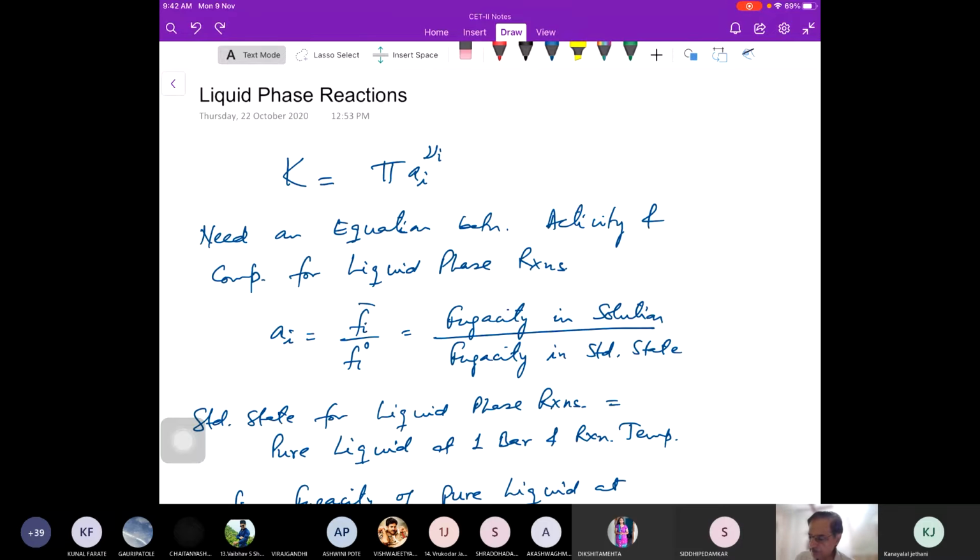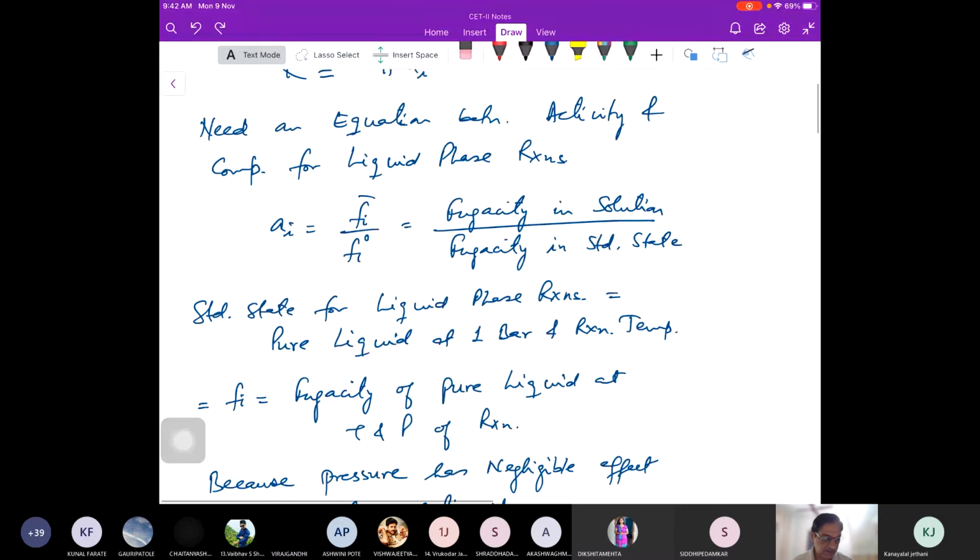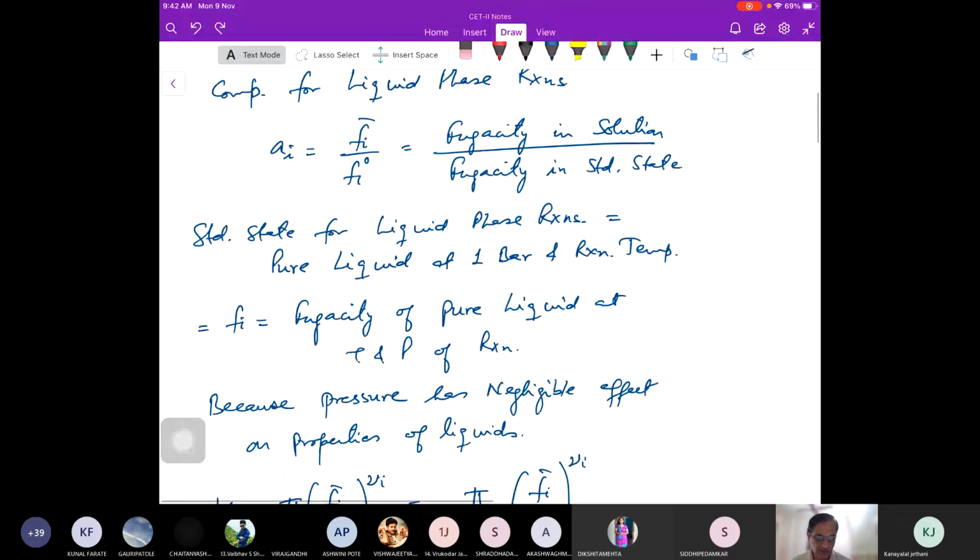अभी y लिया था हमने. We had used all the equations for y. Now we need to find out for liquid phase, right? So liquid phase के लिए क्या करेंगे? a_i is defined as f_i bar by f_i0, which is fugacity in solution for component i, divided by fugacity in the standard state. Now standard state for liquid phase reaction is pure liquid at 1 bar and reaction temperature. Whatever is the reaction temperature, that is the temperature taken for standard state, and pressure is 1 bar.